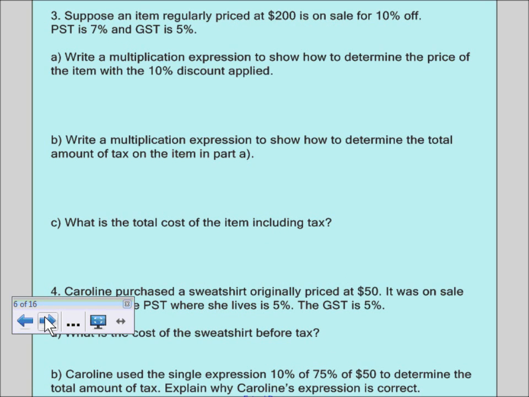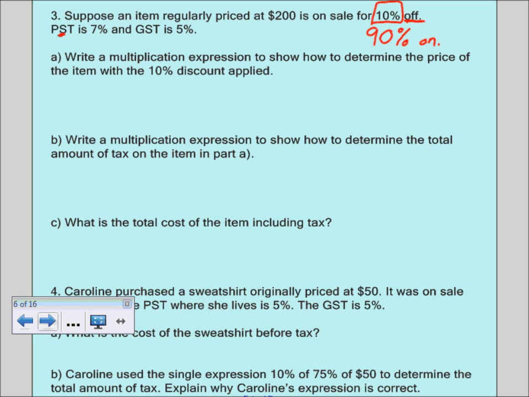Suppose an item is regularly priced at $200 and is on sale for 10% off. PST is 7% and GST is 5%. So when it's 10% off, you take the 10% off first, and then you add the PST and the GST, because it's only on what is sold. Okay? So write a multiplication expression to show how to determine the price of the item with the 10% discount applied.